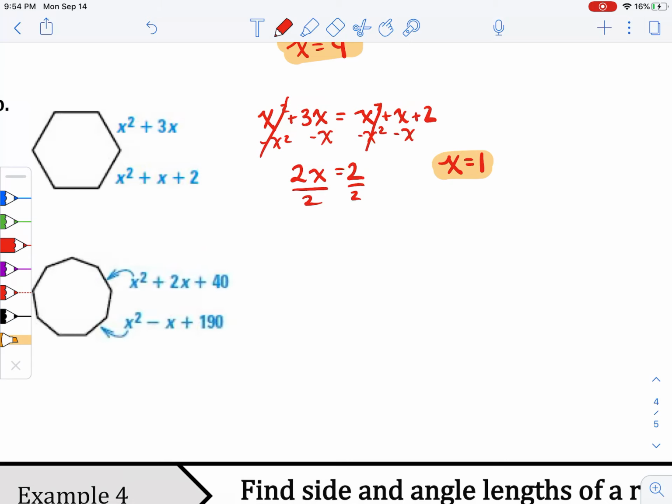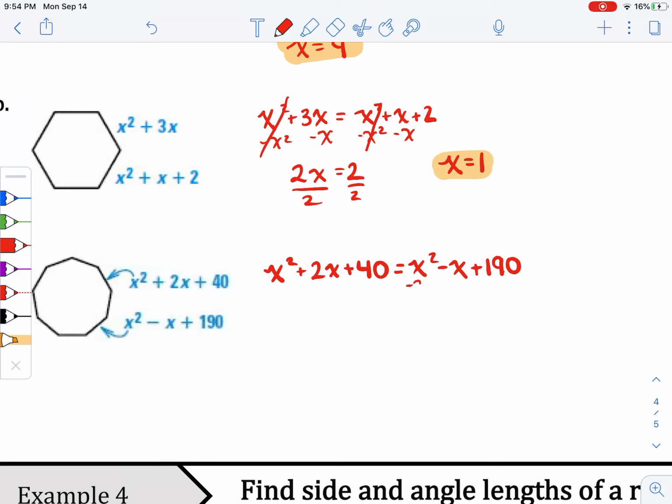Part C, again, I have these two sides. This is a 1, 2, 3, 4, 5, 6, 7, 8, 9. So this is a nonagon, that one that I really like to say the name of. So I'm going to set my sides equal to each other, because again, for all regular polygons, it's as simple as setting sides or angles equal to one another.